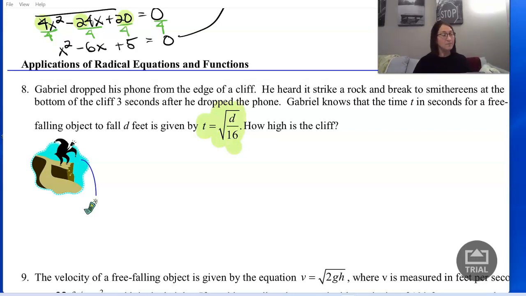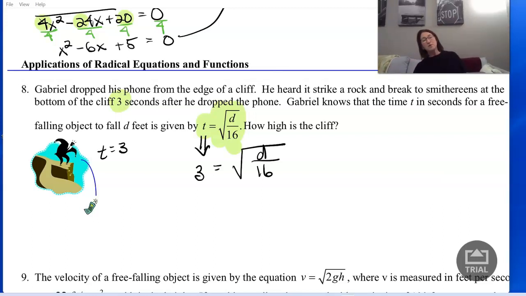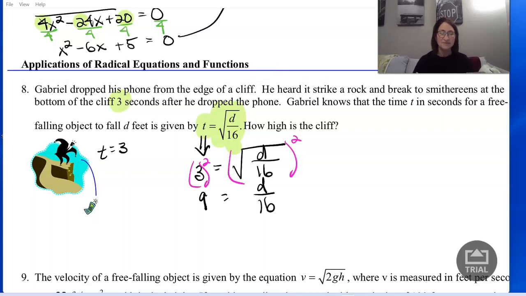Okay, so what we're going to do here is we've got our time, which is 3. Okay, t equals 3. So I substitute a 3 in for that t. Now I've got my radical here with d over 16 underneath. So I'm going to go ahead and approach this the way I've been approaching these equations all along. I'm going to raise both sides of my equation to a power equal to the index. And so that is going to give me 9 equal to d over 16.